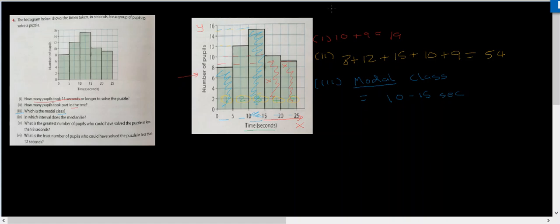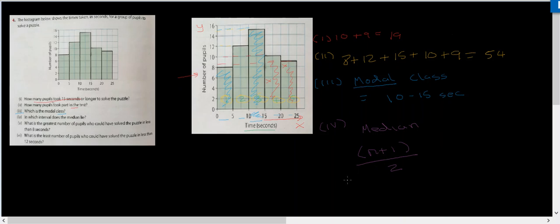So the next one then is, within which interval does the median lie? So this is question 4. So if we remember the median, the formula for the median is n plus 1 divided by 2. So what this tells you is the position in which the median value lies.